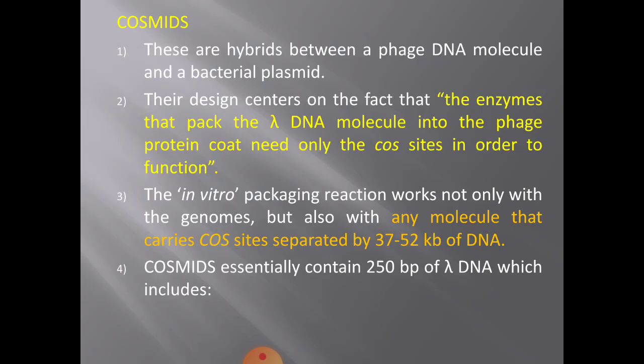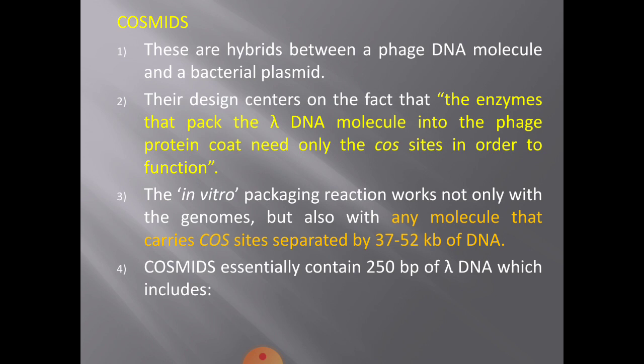Now, you retain the cos sites and a few other segments from lambda phage DNA, and in between you can add the DNA of your choice, and the formation of the head, or packaging, takes place as usual. It is not hampered. It doesn't require only the genome. Instead of the genome, any molecule that carries cos sites separated by 37 to 52 kb. The insert should not be more than this much. As usual, it is packed. Such a vector is known as a cosmid.